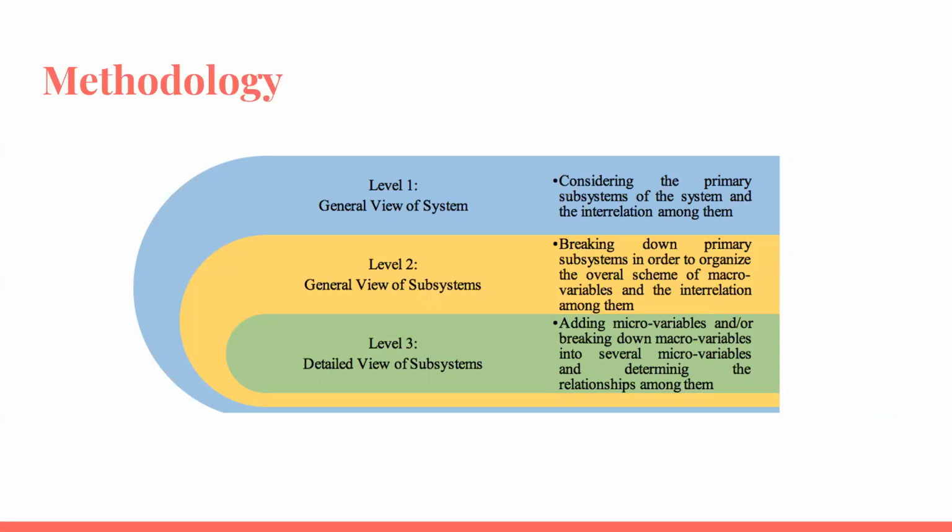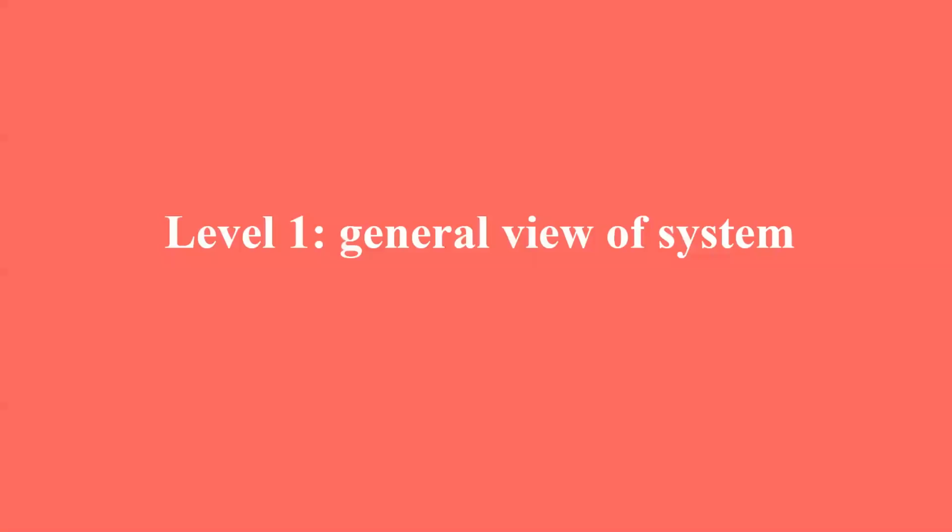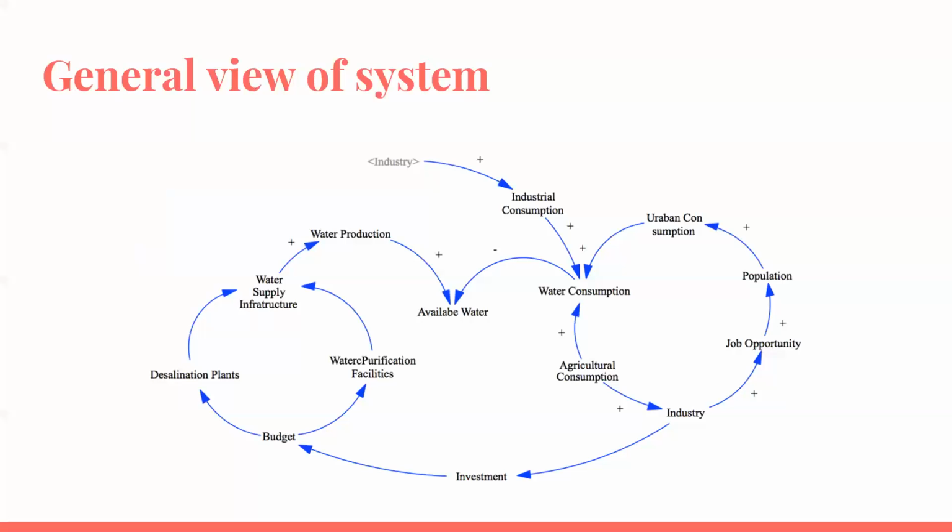At the second level, we are going to be more detailed, and we will break down the primary subsystems which we determined in the previous level. And at the end, we are going to formalize the causal loop of level 2, and we are going to have our stock and flow diagram. Here we are going to review our general view of the system.